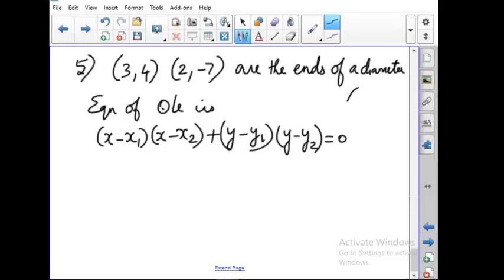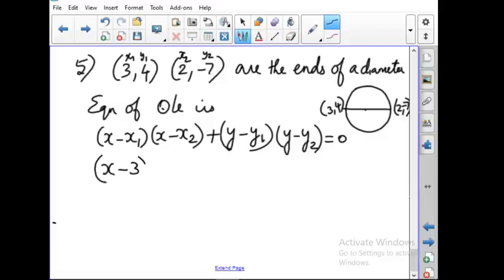For example, if you are having a circle like this and we are drawing a diameter which passes through the center, the endpoints are given as (3, 4) and (2, -7). We need to find the equation of the circle. So to find the equation of the circle, let us use this formula, and this point can be taken as (x1, y1) and this point can be taken as (x2, y2).